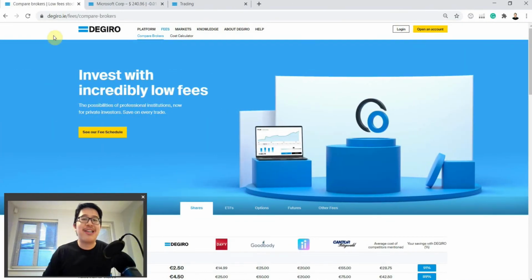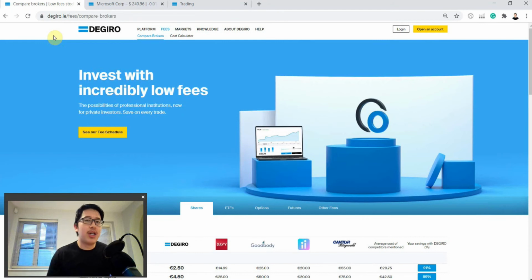So the next question, is there any minimum amounts? There's no minimum amounts on this platform. You can even deposit like 10 euros, 20 euros to get started. Is there any inactivity fees? They don't charge you any inactivity fees. They don't charge you fees to deposit money or to withdraw money. They don't charge you any of those kinds of fees.